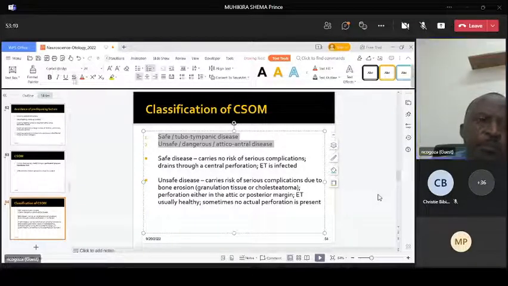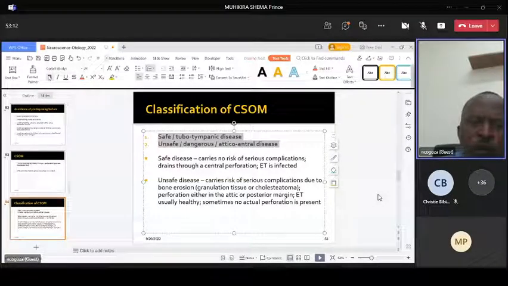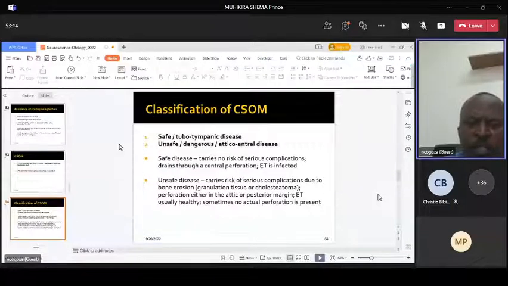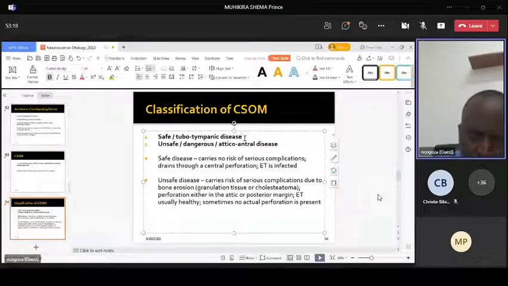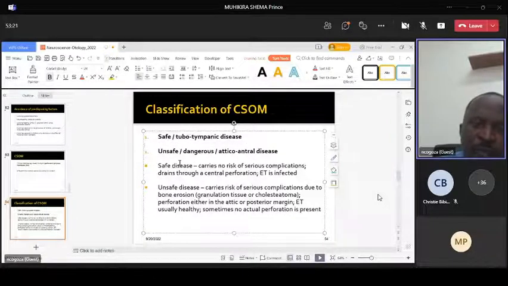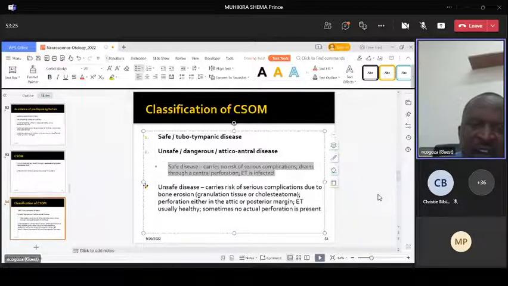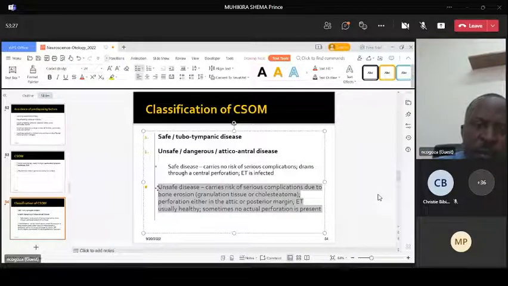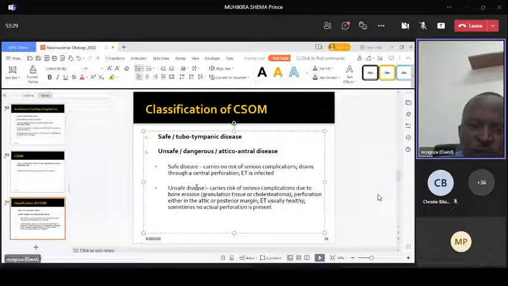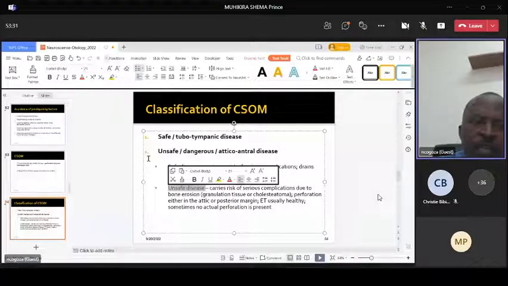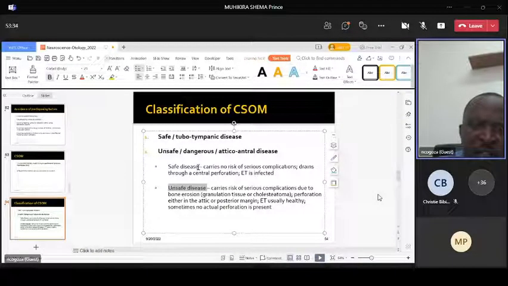What you have to understand, and this is all the time an exam question, is the types of chronic suppurative otitis media. The types of chronic suppurative otitis media are 2. One is safe. The second is unsafe. So what are the characteristics of safe, and what are the characteristics of unsafe?